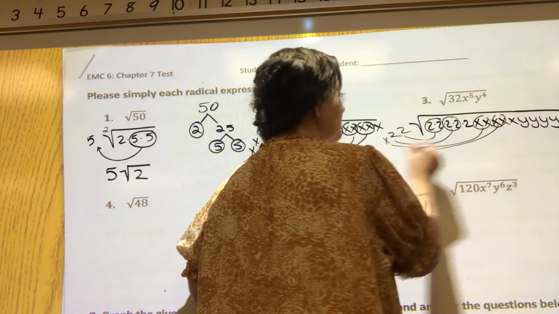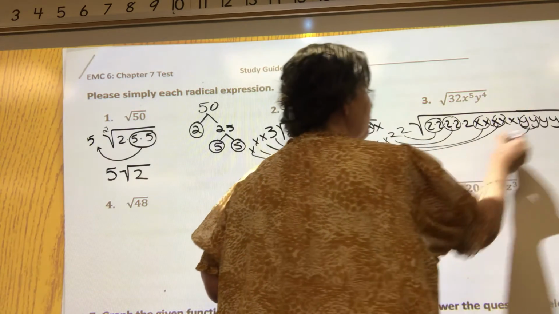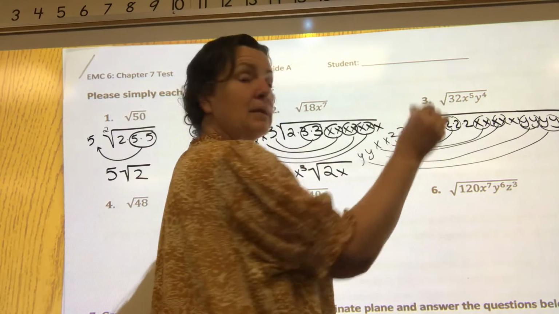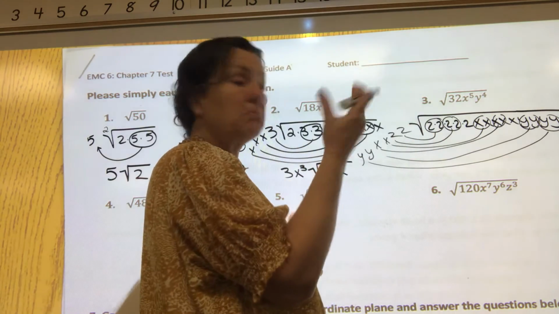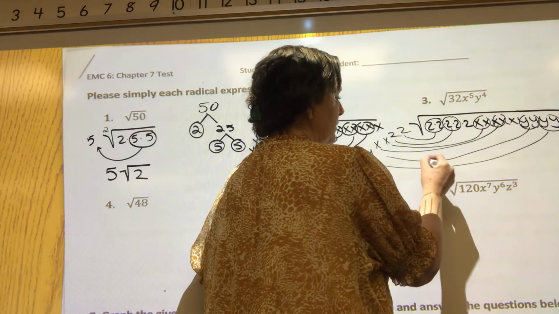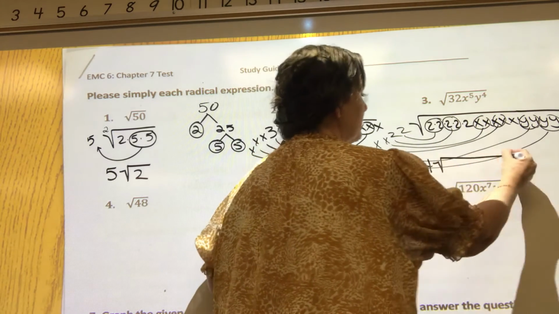Again, legibility is important. Make sure you can read your own writing. Some kids like to highlight the pairs because maybe they can see it better. That's not a bad bet. So 2 and 2 outside, so 2 times 2 is 4. If we have 2 numbers outside, we multiply them together.